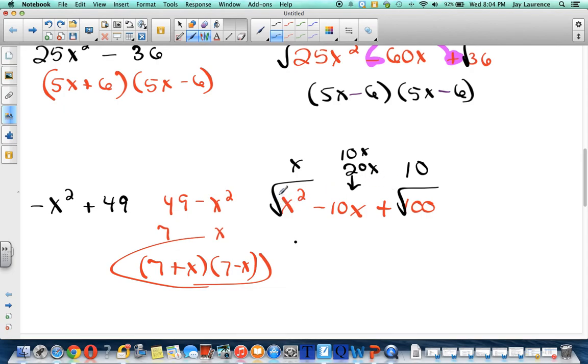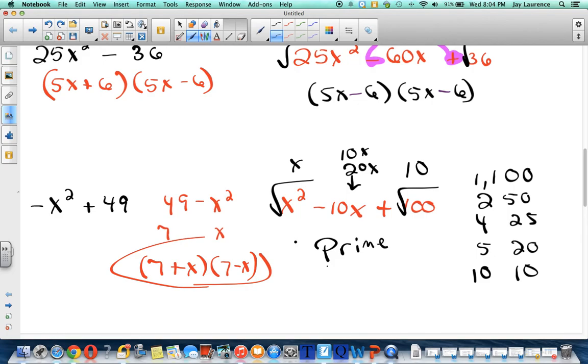So on this one, I'd have to multiply 1 times 100 to get 100 and list some factors. 2 times 50, 4 times 25, 5 times 20, 6 isn't going in, 7's not going in, 8's not going in, 9's not going in, 10's going in. But I need to add to get 10. Not possible out of these numbers. If I add these two, I get 20, 25, 29, 52, 101. This is prime.